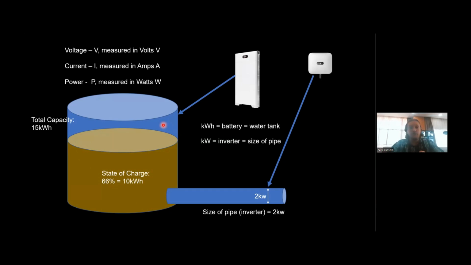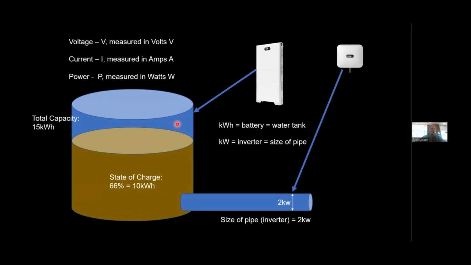What I want you to realize is that if you had this water tank and you have the capacity, then you have this pipe that comes out of it. You could never get more water out of the tank than the size of the pipe. And that's the same with the inverter and the battery, because you could have lots of battery storage, like 15 kilowatt hours of battery storage, and your inverter might be much smaller, only 2 kilowatts. That means at any one particular time, you could never get more than 2 kilowatts.